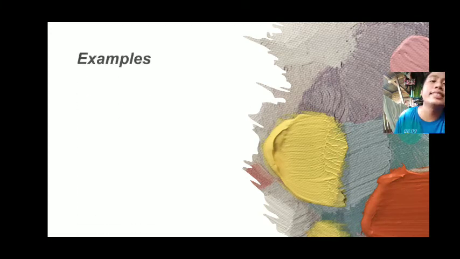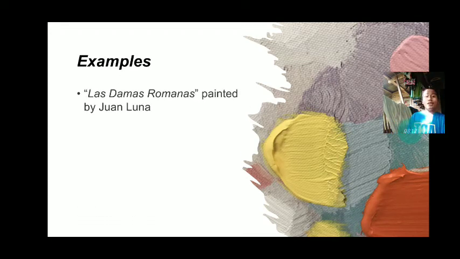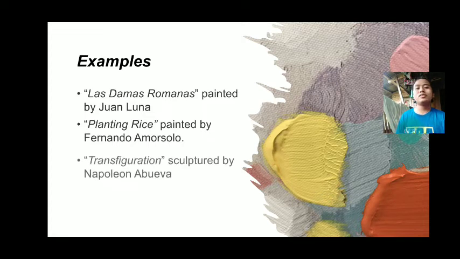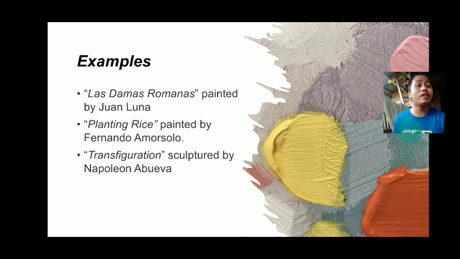And examples. Las Damas Romanas, painted by Juan Luna. It depicts the cultures in the Spanish era. Then, Planting Rice, painted by Fernando Amorsolo. It shows the Filipino culture, how hardworking and resilient Filipinos are, and how they sacrifice their time in planting rice to suffice the needs of their family. And Transfiguration, sculptured by Napoleon Abueva. This is one of my favorite artworks because it focuses on God saving us from our sins.